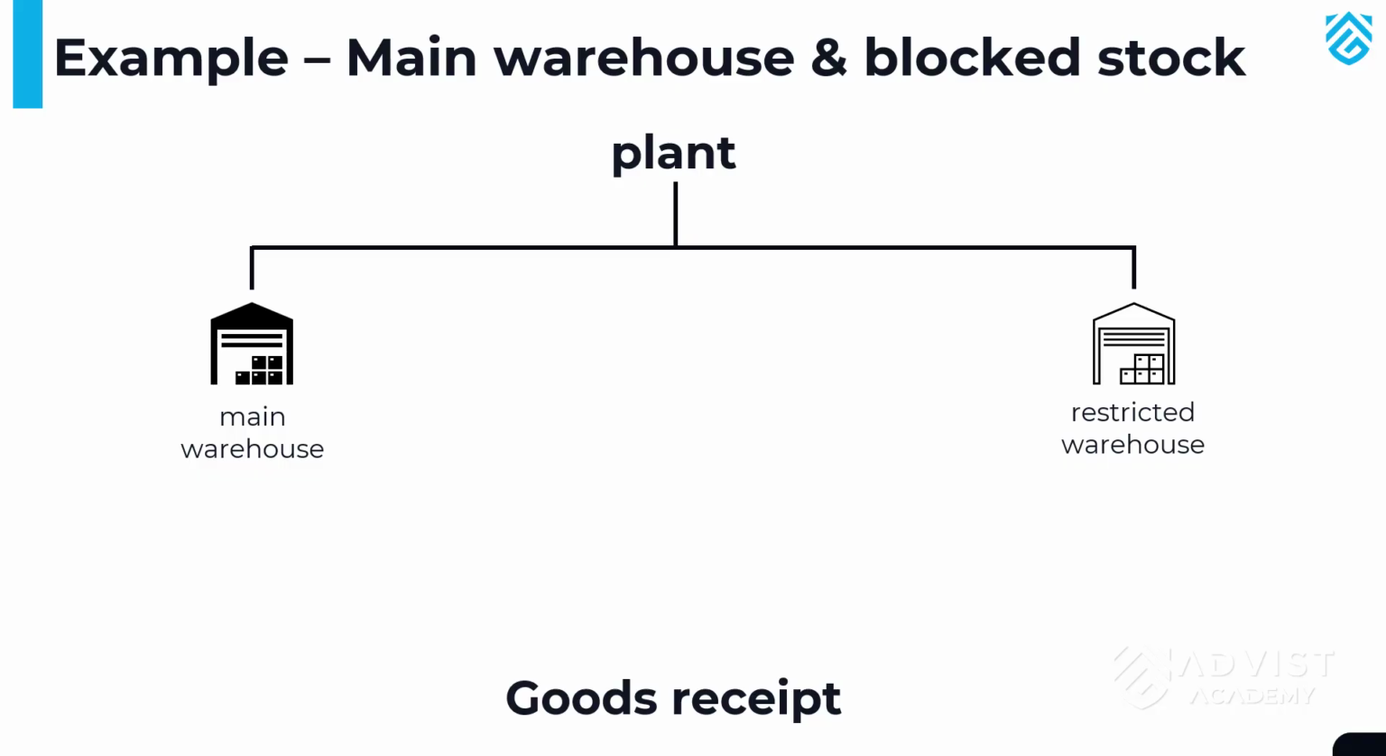An example of the use of a storage location is a company with 2 storage locations within a plant. There could be a main warehouse and a restricted warehouse. When raw materials such as cherry wood are delivered, it can be specified at goods receipt whether the wood is to be stored directly in the main warehouse or initially in the restricted warehouse.